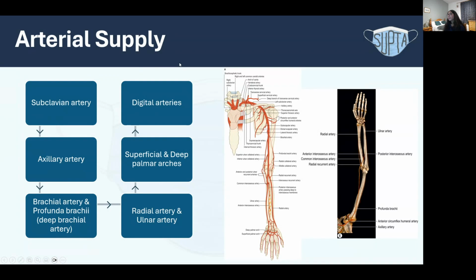So arterial supply, very simple. Whenever we talk about arterial supply, it's essentially one big artery, okay? And then it divides into tiny, tiny branches. But at the start, it's basically the same artery. It's just that the name changes depending on the location. So arising from the arch of the aorta, we have our subclavian arteries, okay? So it starts off as a subclavian artery there.